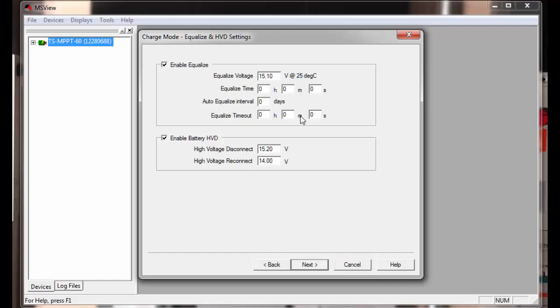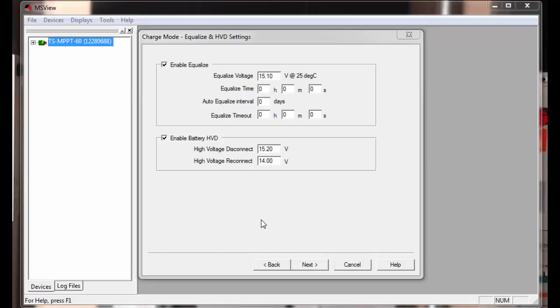And then the Equalize Timeout, which sets the maximum length of time that will be in the equalization stage. And this is for when the battery has completed the absorption. The time is spent above the absorption set point voltage. And this is to prevent partial equalizations for extended periods of time.